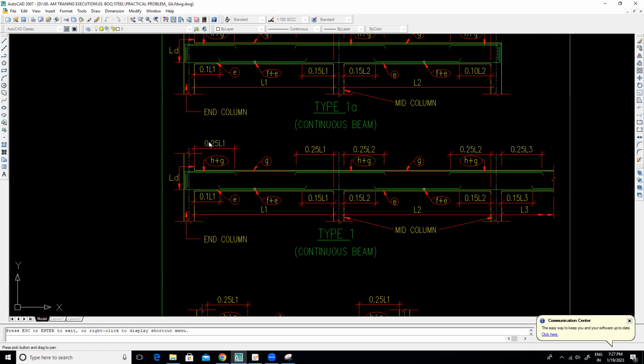That is the difference. For other things, it is very easy, 0.25 L1, 0.25 L1. Means L by 4, generally we use the term on site, L by 4, L by 4 like this. So this is very easy, L by 4, but at the end 0.1 L1, at mid support 0.15 L1 respectively. Means if it is L1, it will be L1. If it is L2, it is L2 like this. Okay. I hope all of you are getting this.